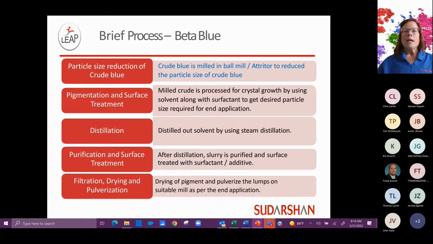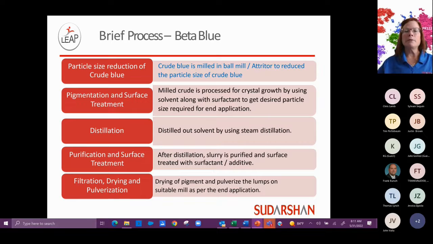If we compare that to the beta blue process, here the same crude blue is then ball milled to reduce the size of that crude as the initial step. That's what makes a beta blue.